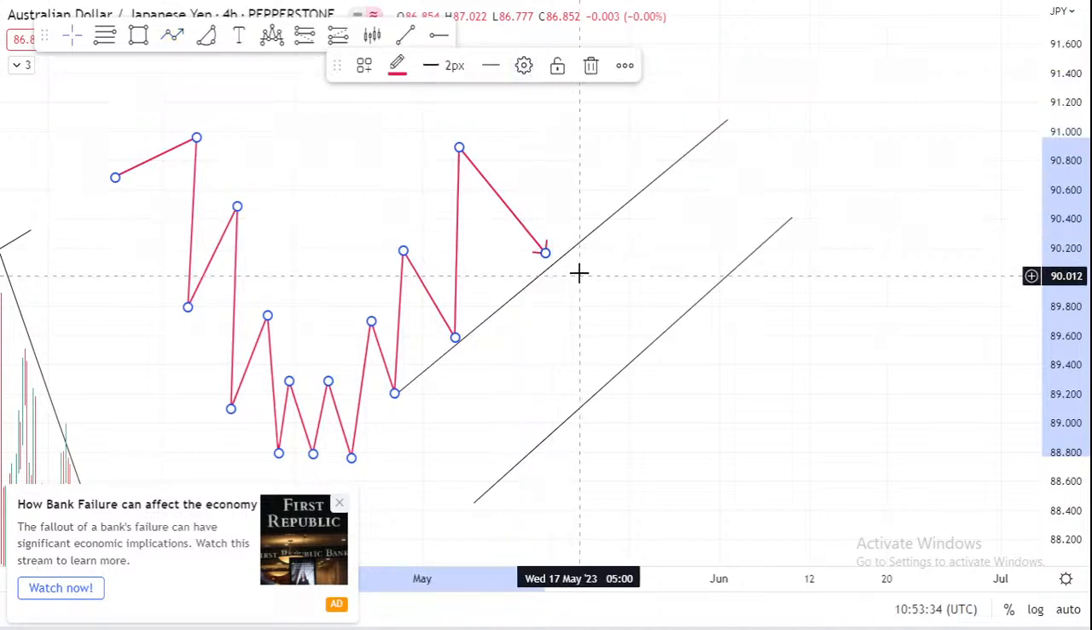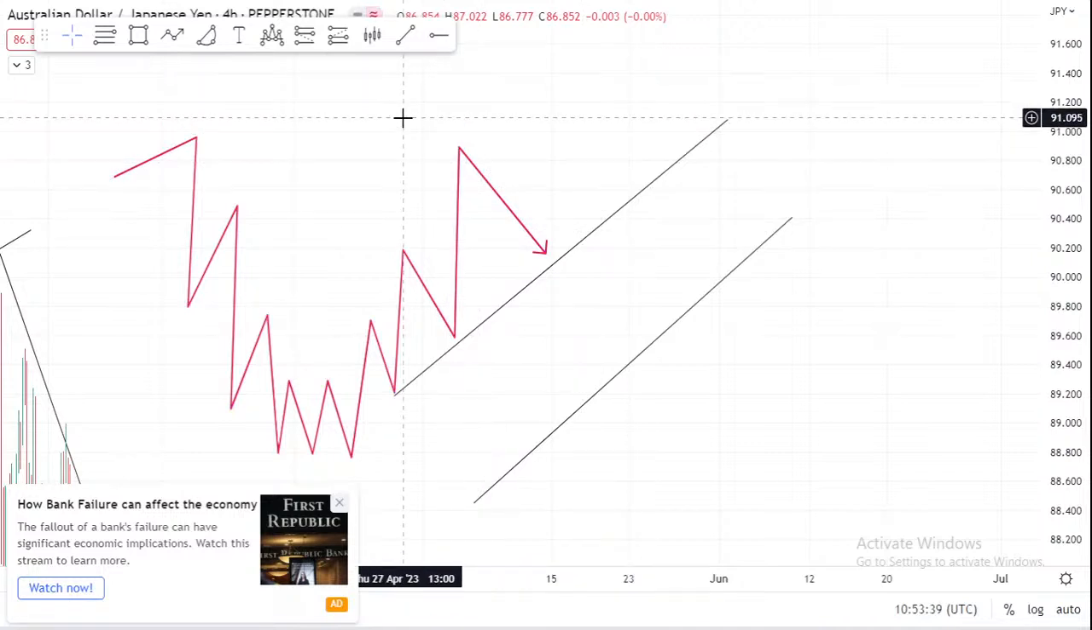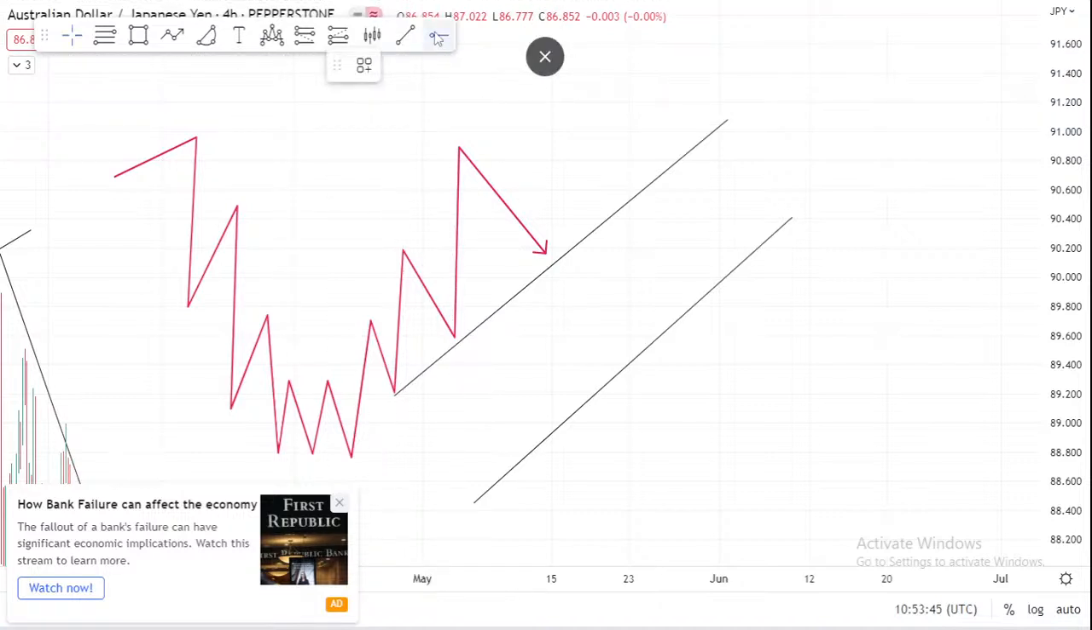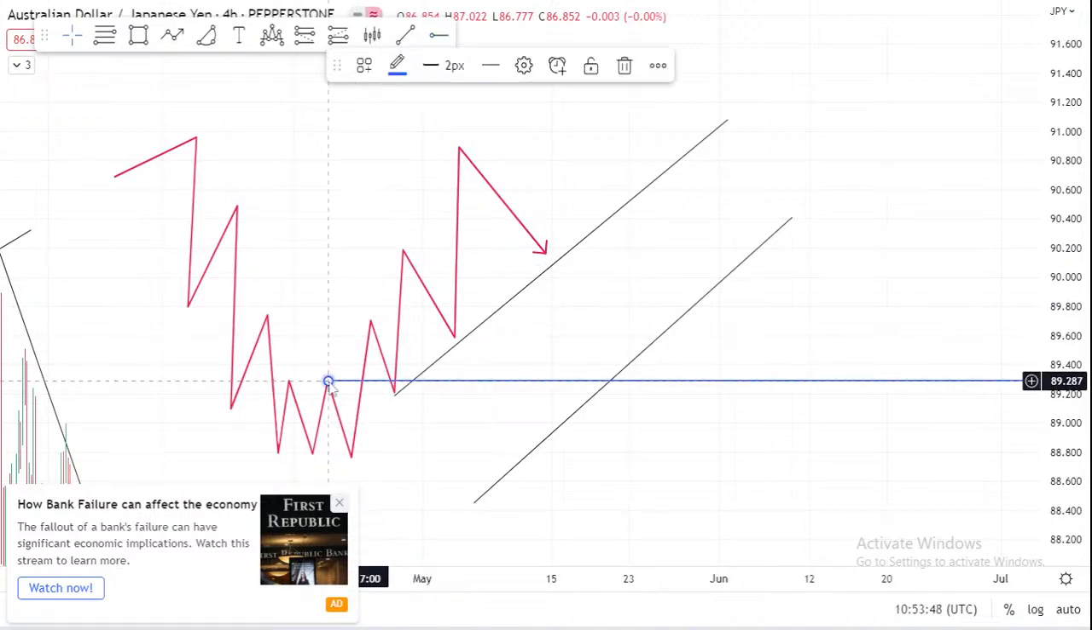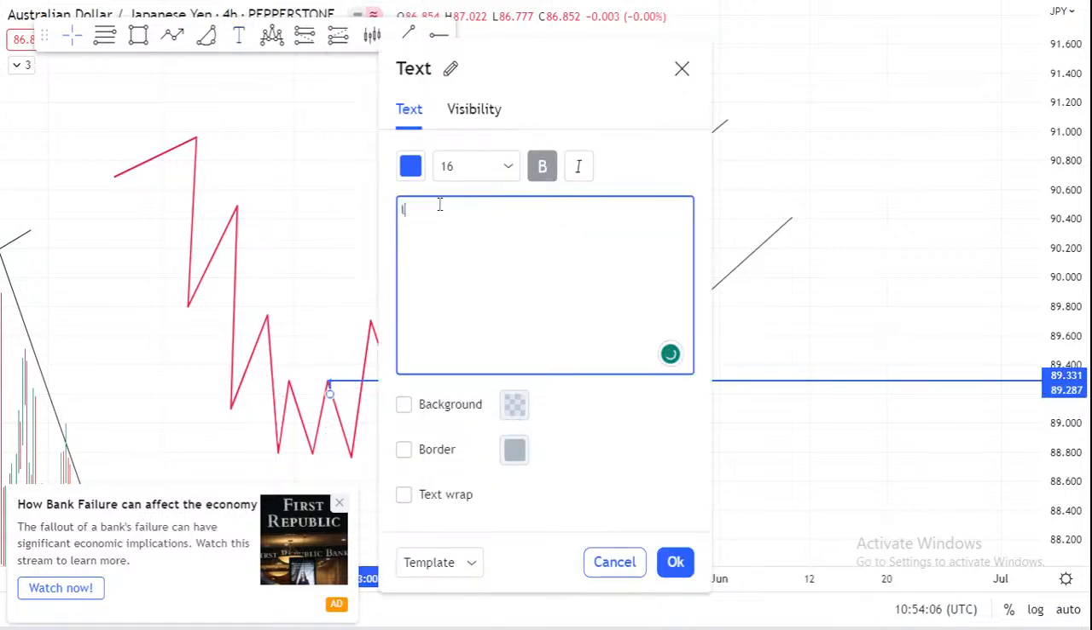So what the change of character means over here, we will have a change of character around this zone. The reason why we'll have the change of character around this zone, remember the market was on a downward trend, but then this was the current lower low. Let me just type it.